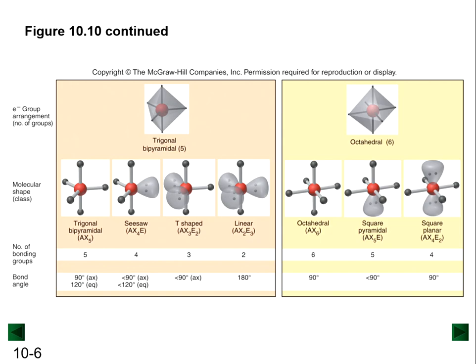For an octahedral electron group arrangement, where we have 6 electron groups, the molecular shape can be octahedral or square pyramidal for 1 lone pair, or a square planar molecular structure when we have 2 lone pairs.